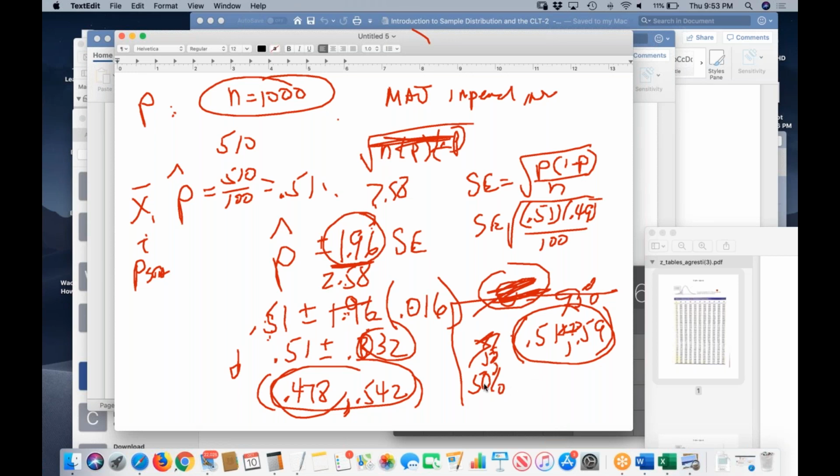Okay. But since it came up that we're 95% sure it's between 48% and 54%, we can't really say that we're 95% sure that it's greater than 50%, because it could be 49, could be 48, 48.2, right? And still be within our confidence interval, right? So we can't be certain, we can't have 95%.